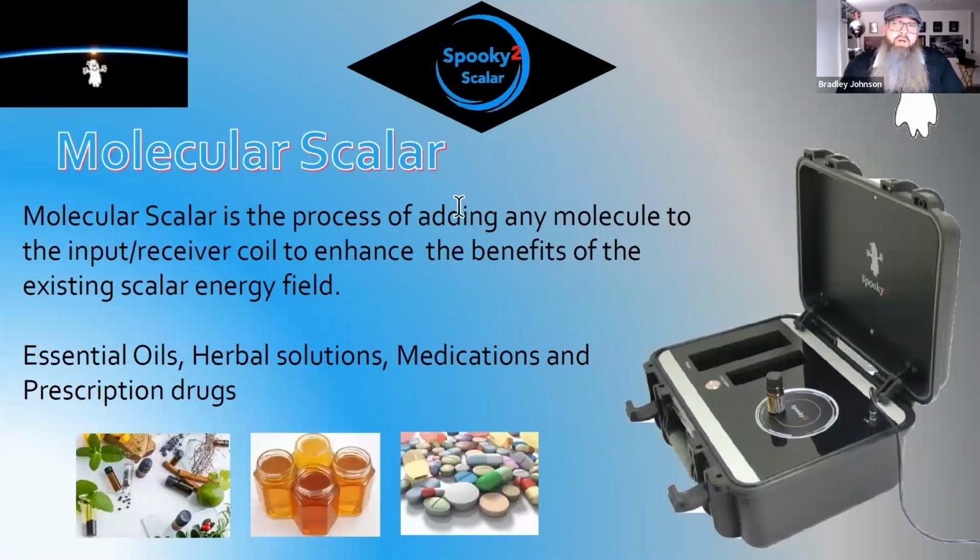Okay, the next modulation is another one that I'm incredibly fond of. This is the molecular capabilities. Molecular scalar is the ability to take, let's say, a prescription drug or a herbal solution or anything along those natures and add them to the receiver coil of the Spooky2 setup. Again, this is once you have a pure energy field already set up and tuned. But once you do this, if you add them to that receiver coil, it will pull the molecular effects of whatever you add to that side.